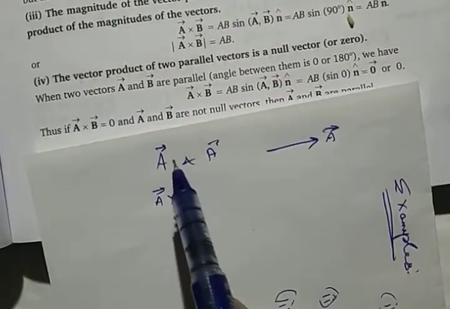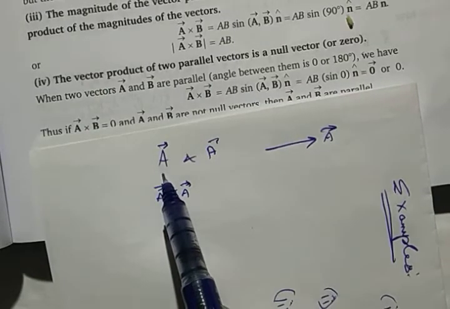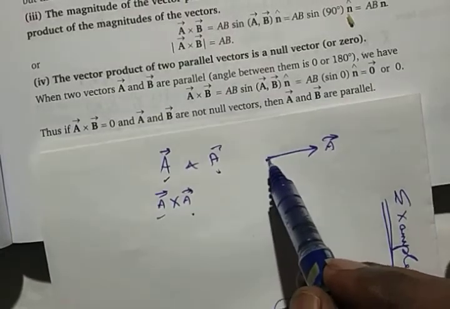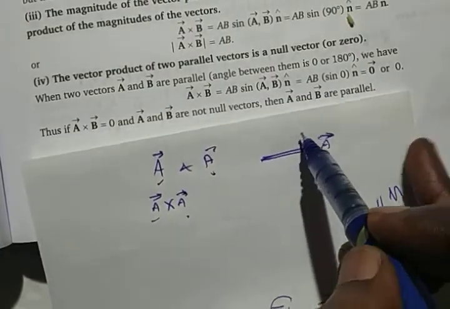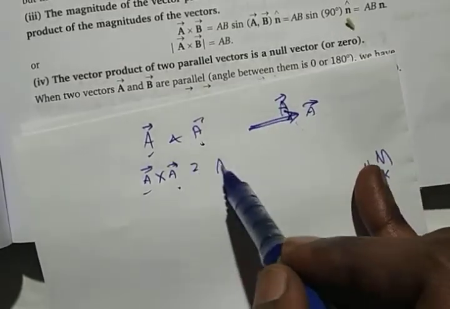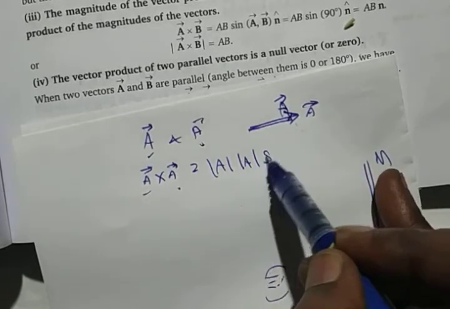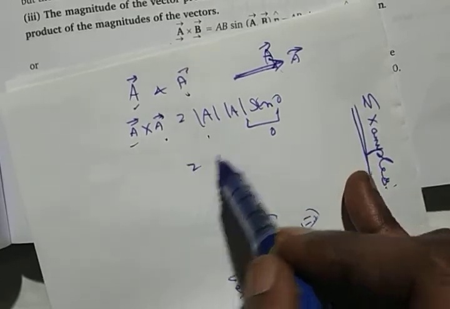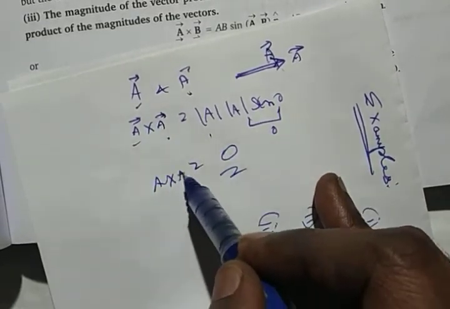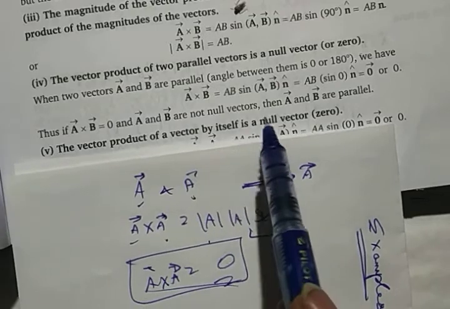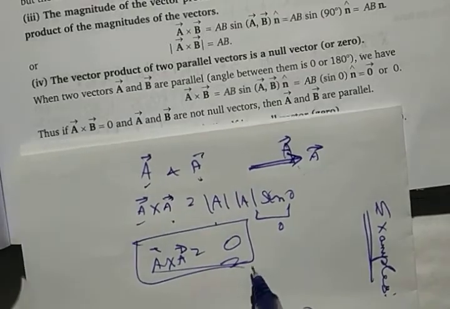How is it? If you take an A vector and do a cross product with the same A vector itself, A cross A. So this is the A vector, put another A vector here also. The angle between them is 0. So A into A sine 0. Sine 0 is already 0, so the entire thing will become equal to 0. So A cross A will become equal to a null vector. So the vector product of a vector by itself is a null vector. It is definitely going to be equal to 0 here.